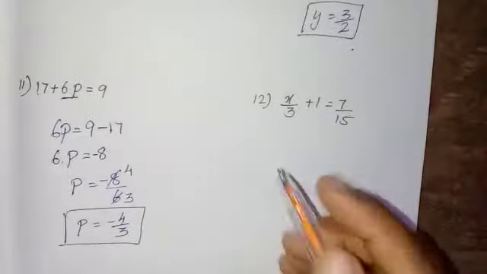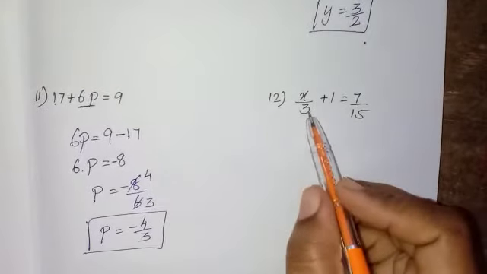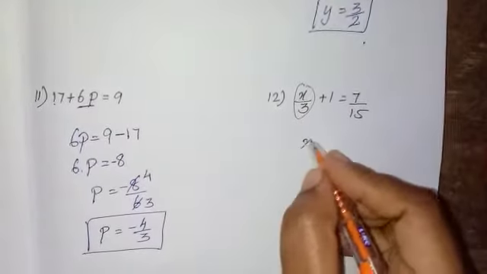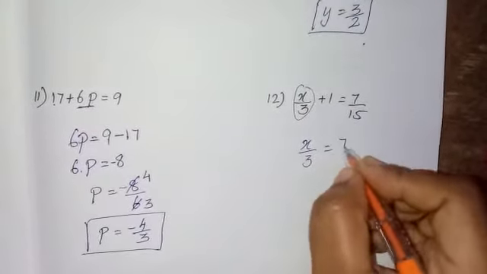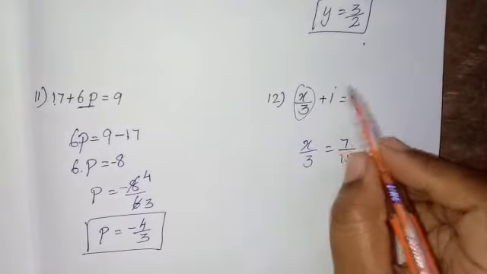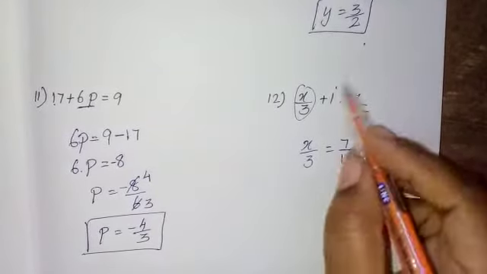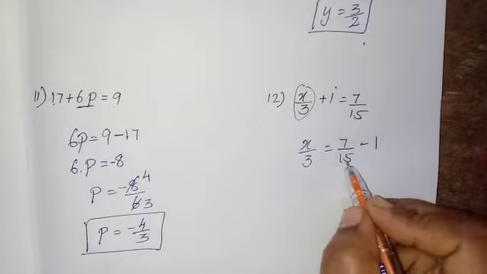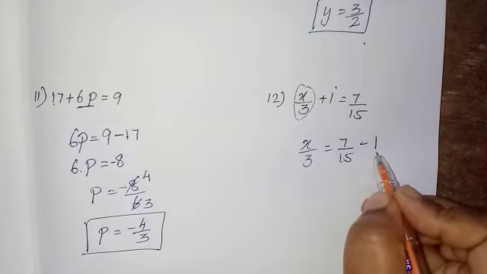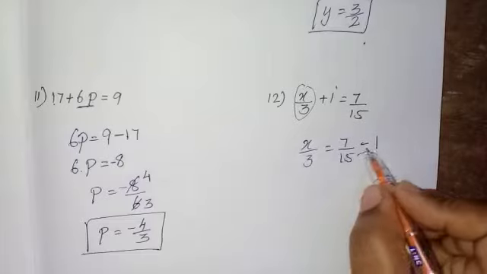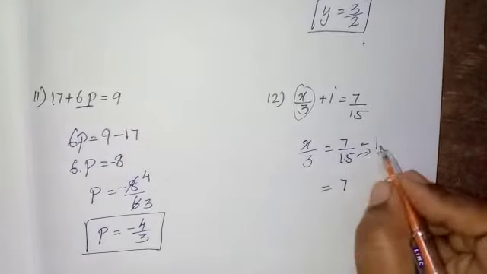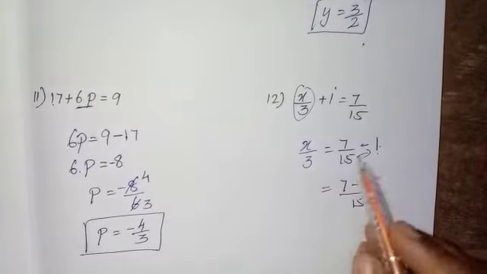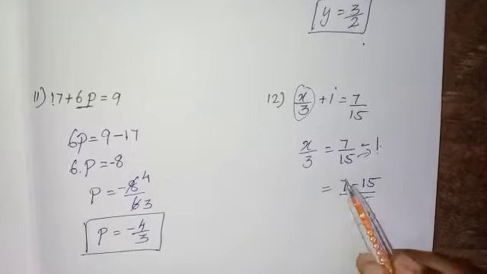Fine. So next, the 12th question. x by 3 plus 1 equals 7 by 15. So we want the x value only. So first x value taken as it is, 7 by 15, the plus 1 will change to the right hand side as minus 1. So we have to simplify it. I want the same 15 as a denominator, so we can easily cross multiply it. So 1 15s are 15. So the denominator is 15.